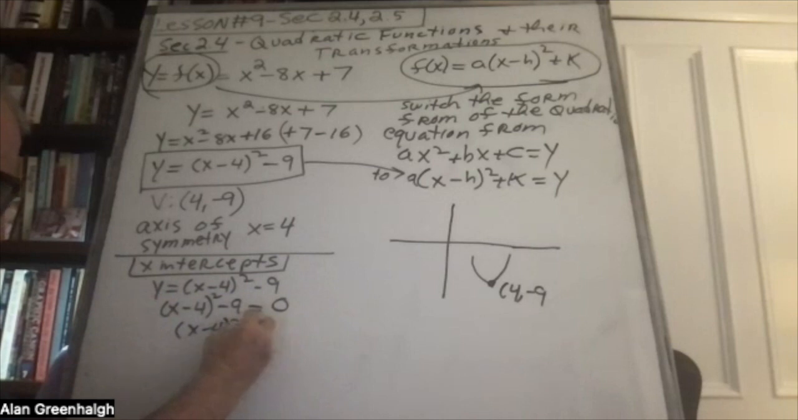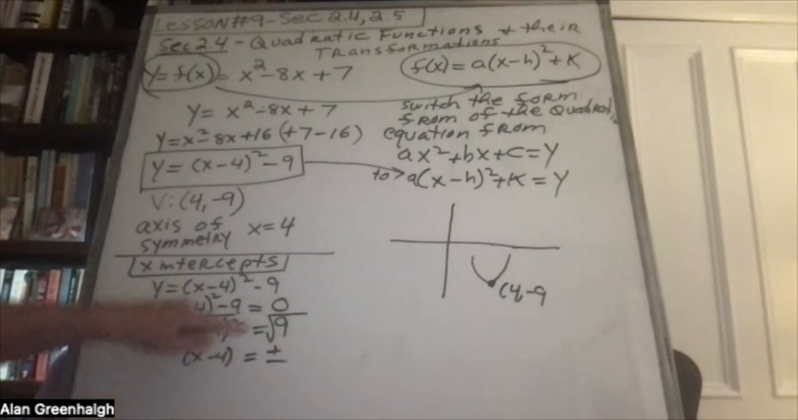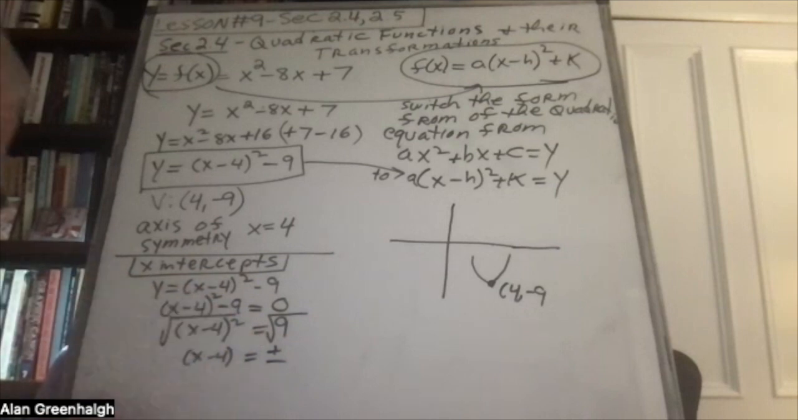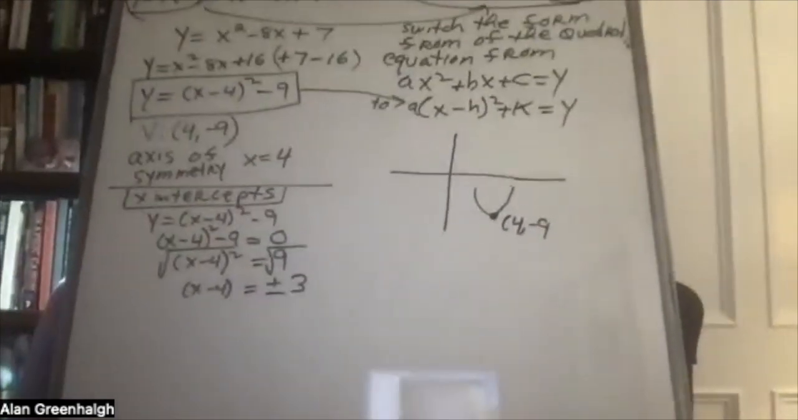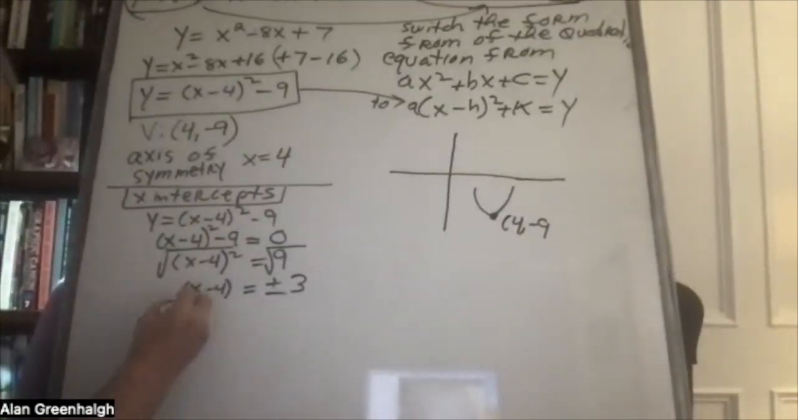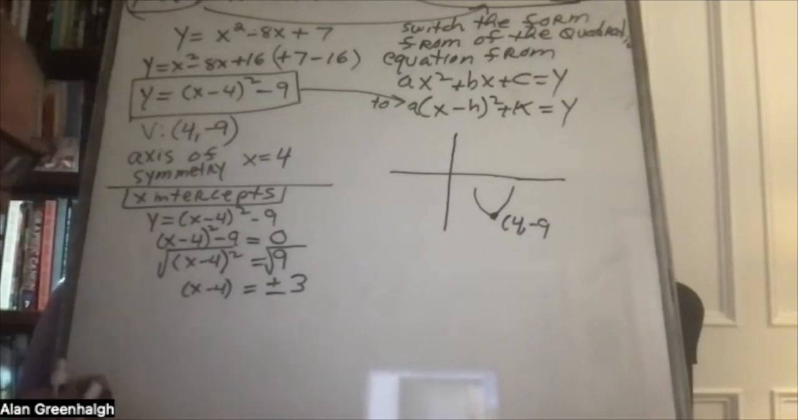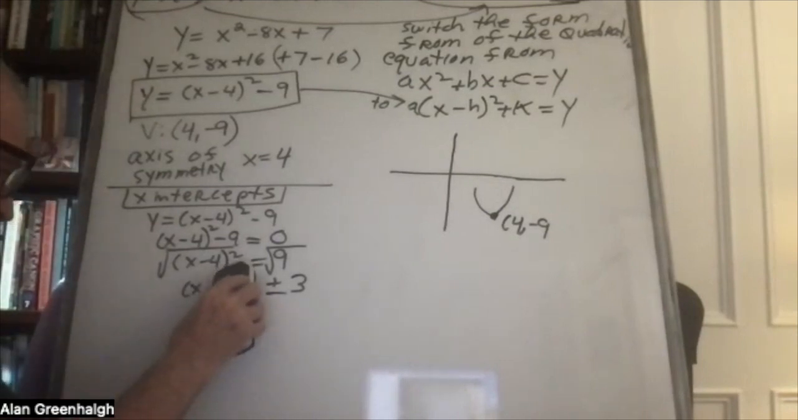Let's bring the 9 over, right? Let's take the square root of both sides of the equation. We get x minus 4 equals plus or minus, that's good, right? A rational number. The square root of 9 is 3. That's good. All this is good. Everything's moving along well. We don't need these parentheses anymore. Let's get rid of them.